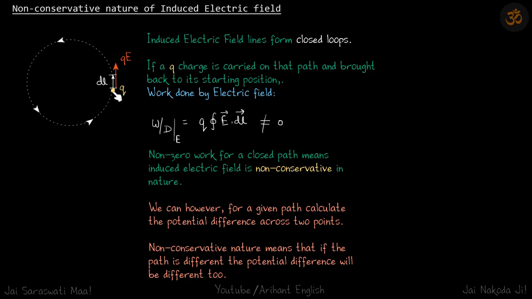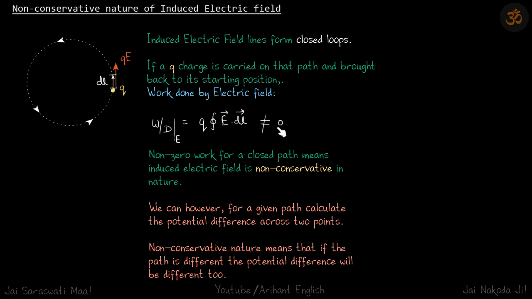So if we take a small charge q and we slowly carry this small charge q on this path and bring it back to its starting position, what will be the work done by the electric field? Small work done to take this to a distance dl is dl into qE, and for the total path the total work done will be the integral of qE into dl. So this is the line integral which we are doing on the path.